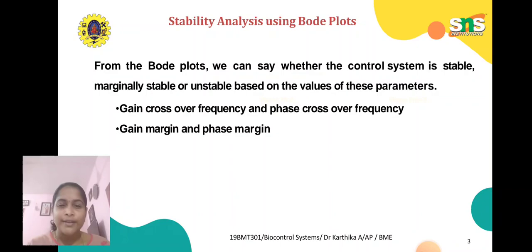Okay, why do we need Bode plots? Normally, we use Bode plot, polar plot and Nichols chart for analyzing stability of a particular control system. From the Bode plot, we can say whether the control system is stable, marginally stable or unstable based on the values of these parameters. The parameters are gain crossover frequency, phase crossover frequency, gain margin and phase margin. We consider only these 4 elements.